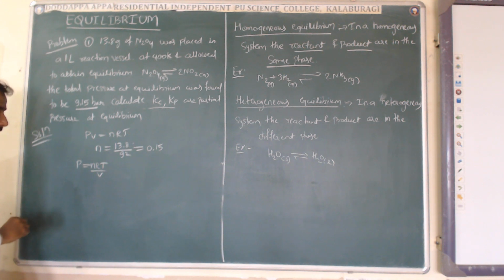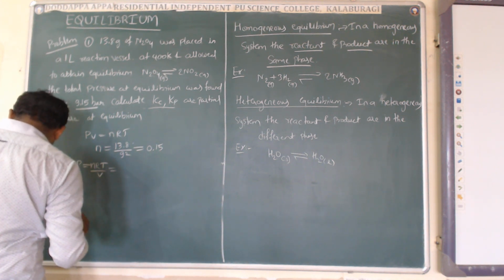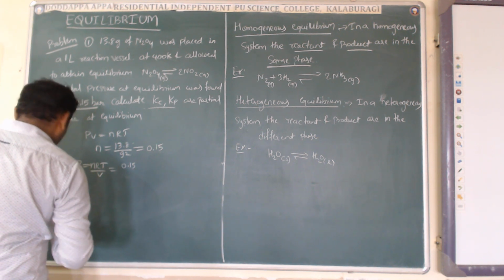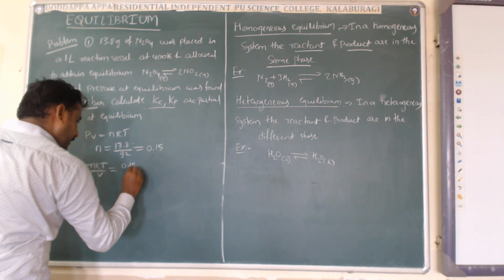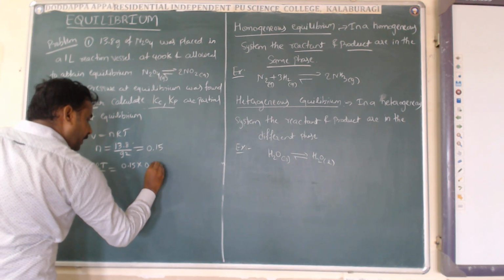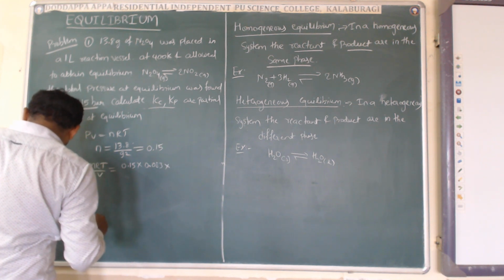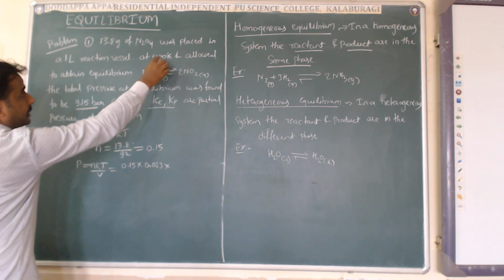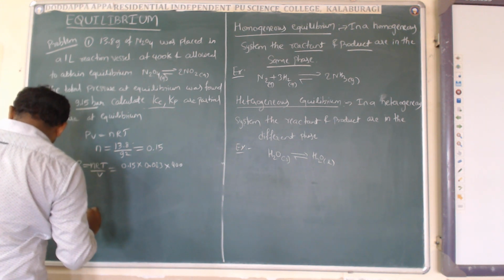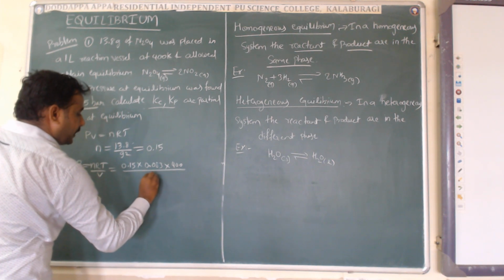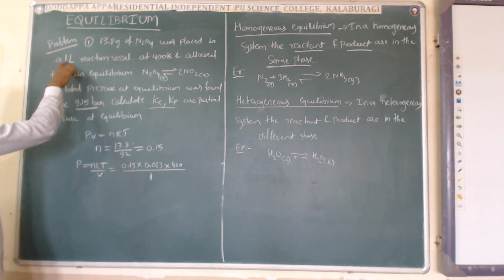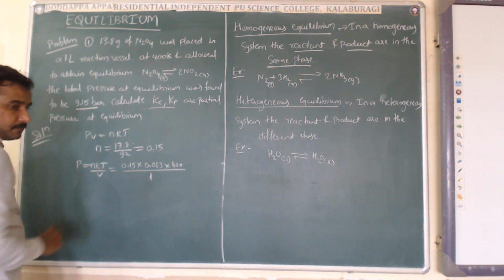Then you put P equals nRT divided by V. The n value is 0.15, into the R value 0.083, into the temperature. The temperature is already given: 400 Kelvin. Divided by V. What is the V value? Placed in a 1 liter vessel, so V is 1 liter, and you take 1 here.